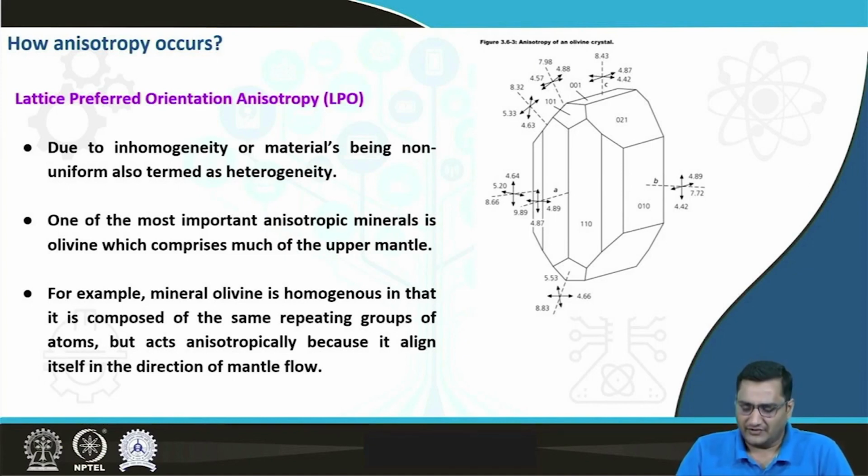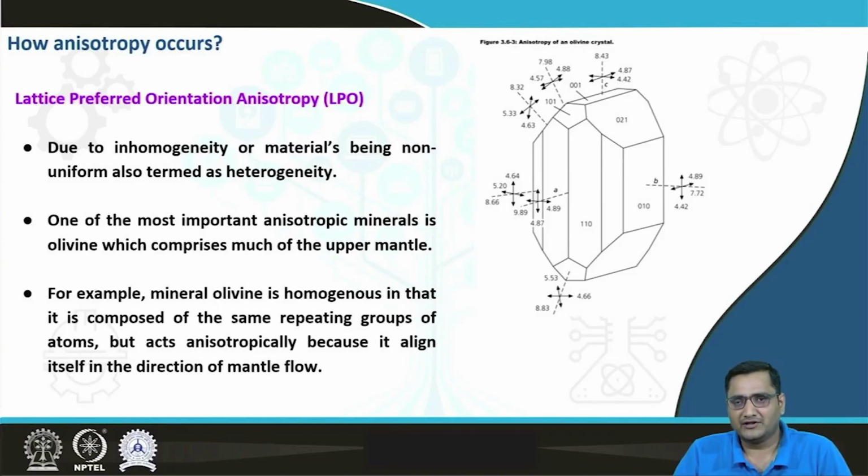One of the anisotropic materials present in the upper mantle is olivine. The mineral olivine is homogeneous in that it is composed of the same repeating group of atoms, but it acts anisotropically because it aligns itself in the direction of the mantle flow. What basically happens is that the olivine crystal has two kinds of axes, one is a fast axis and one is a slow axis.